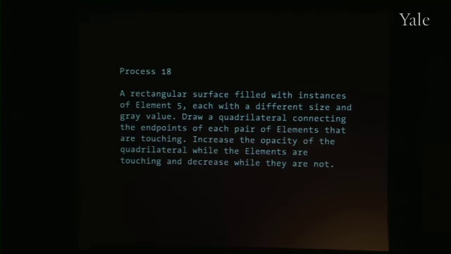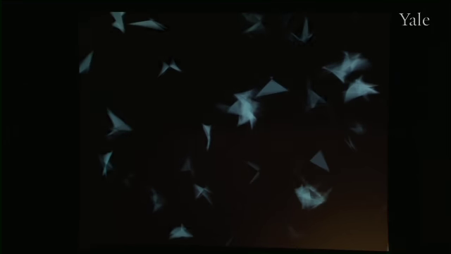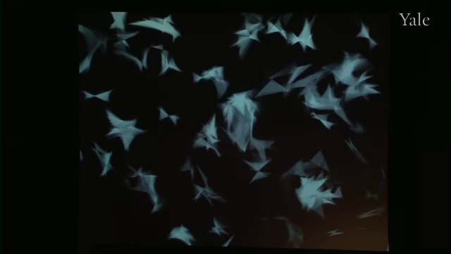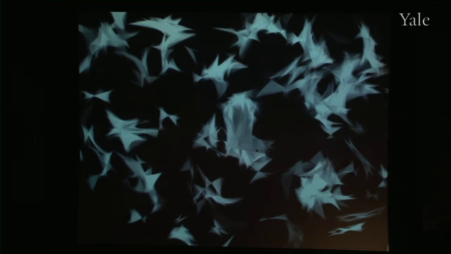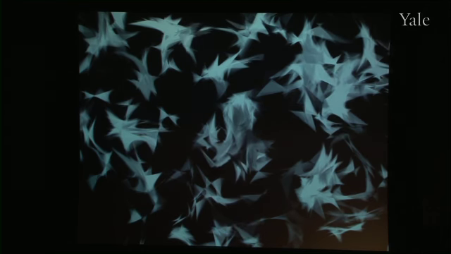So this is process 18. It's based on element 5, which were the lines we were looking at a moment ago. It says draw a quadrilateral connecting the endpoints of each pair of elements that are touching, and increase the opacity of the quadrilateral while the elements are touching, and decrease it while they're not. So again, starting in entropy, and then order begins to emerge.